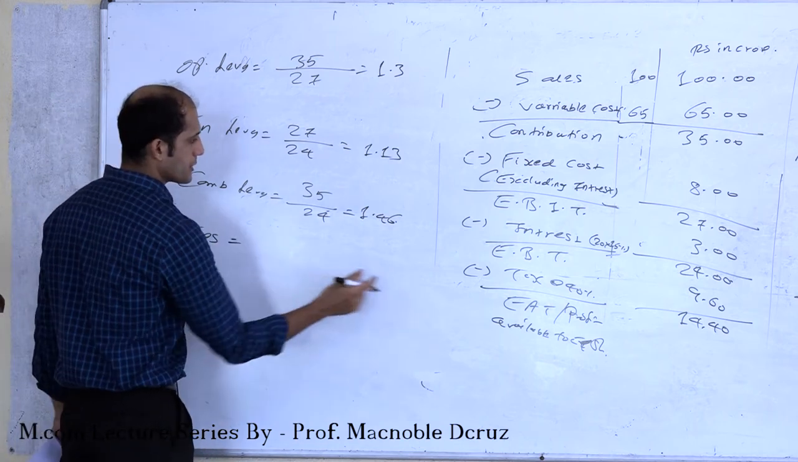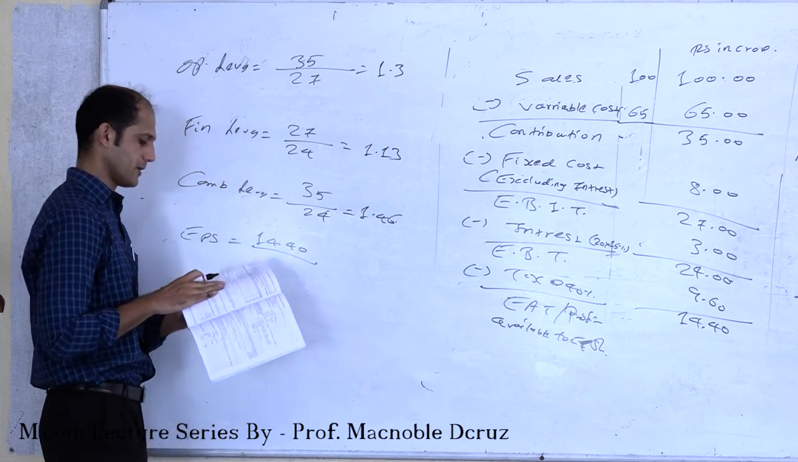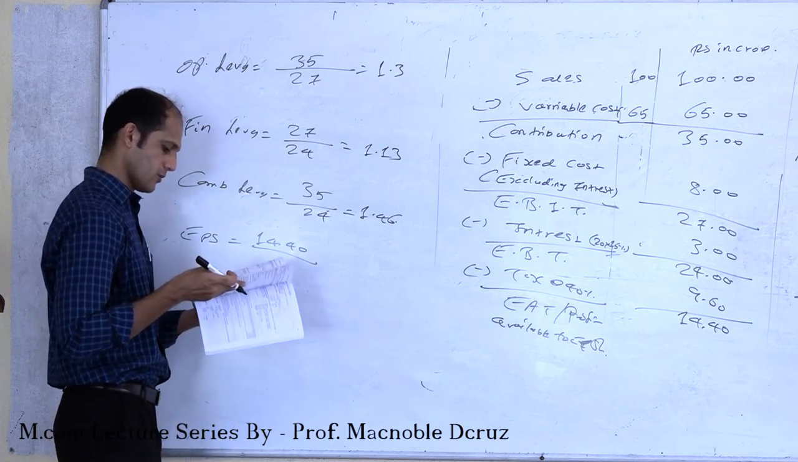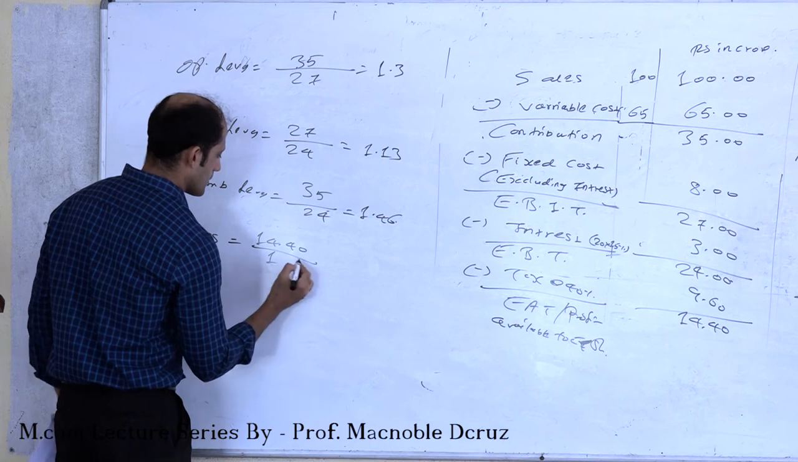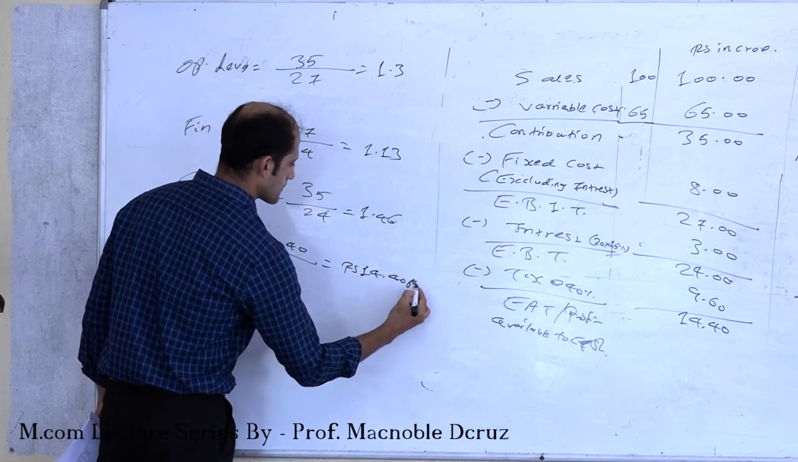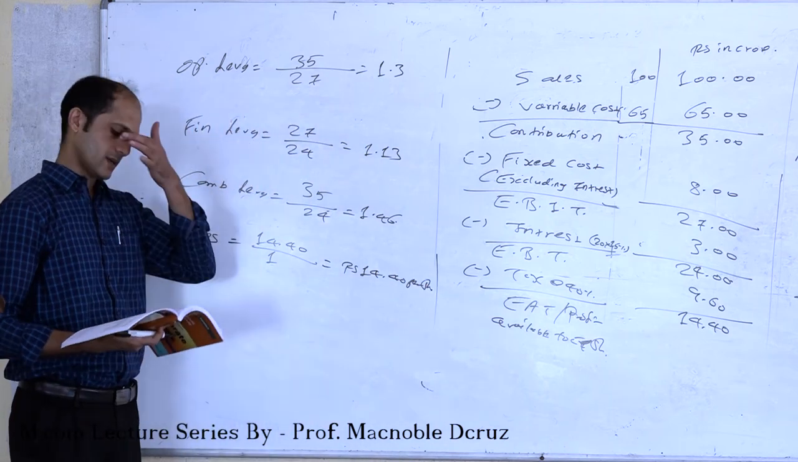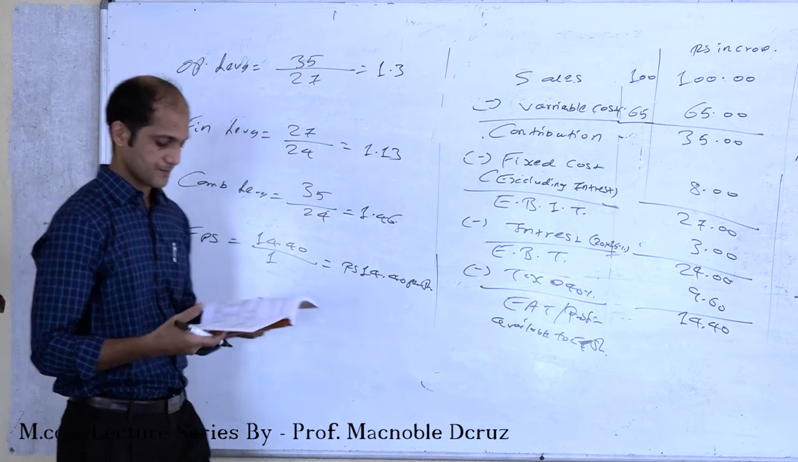Now earning per share. Profit available to equity shareholder, that is 14 crore 40 lakhs, divided by number of equity shares. Number of equity shares is 1 crore. Okay? So the answer will be 14.40 per share. Clear? Very easy question.